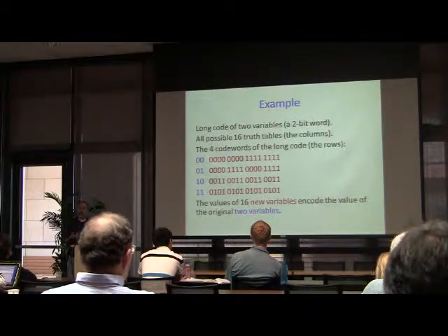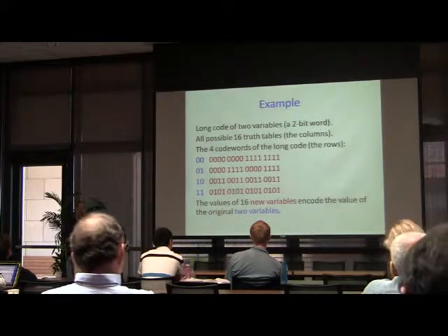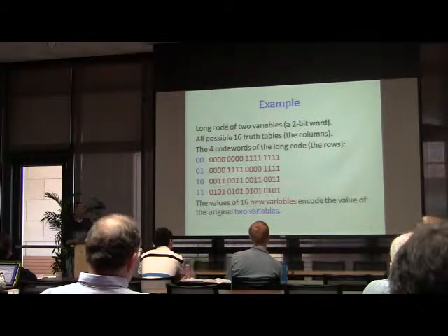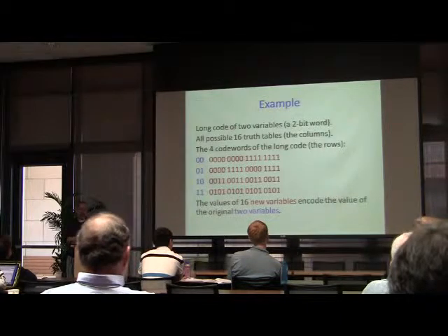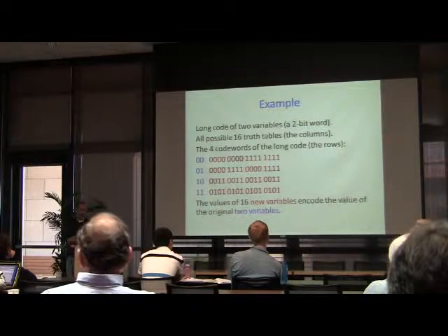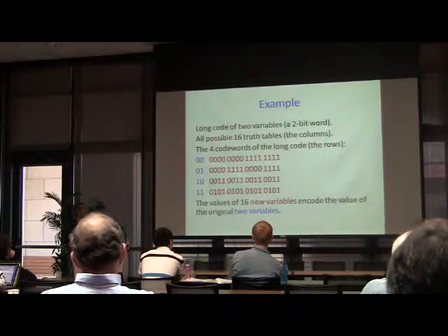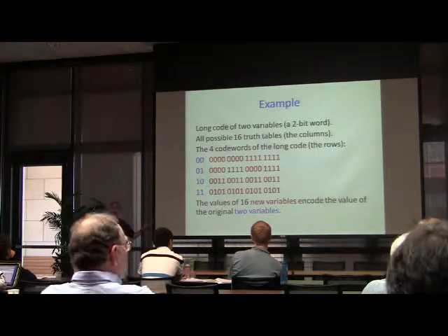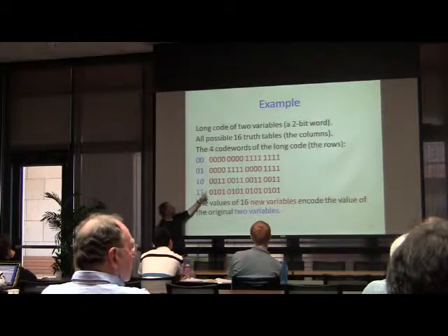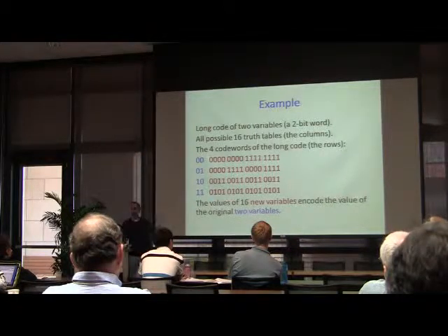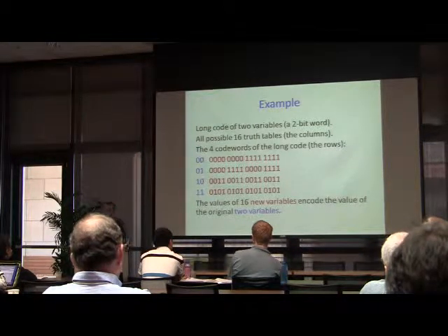There are 4 possible code words in the long code, one for each possible assignment of the 2-bit word, and they are listed in these red rows. These are the 4 possible code words of the long code. And how did we design them? We wrote down in the columns all possible truth tables, like all possible binary strings of length 4, and just concatenated them. This gives the 4 possible code words.